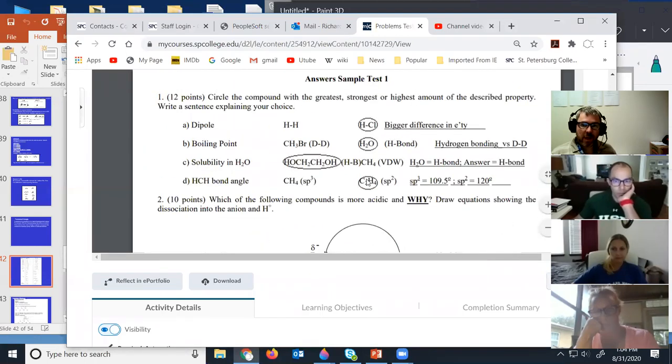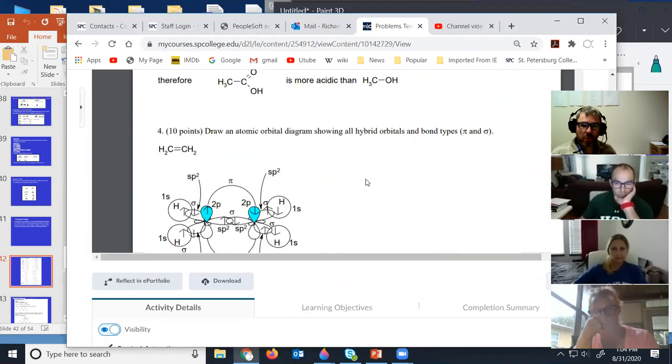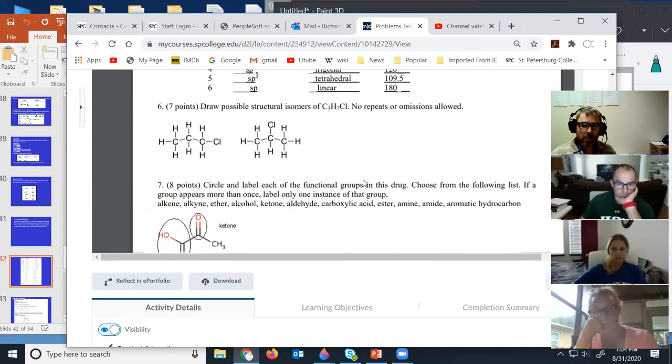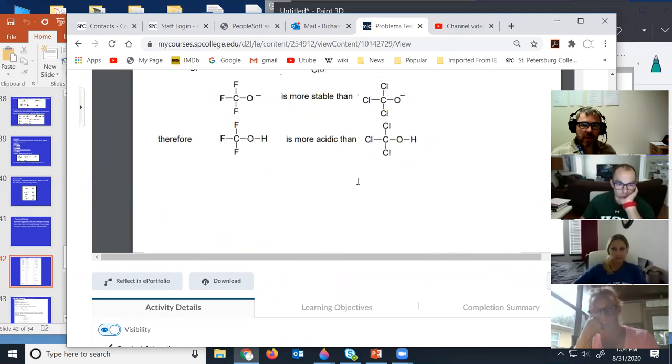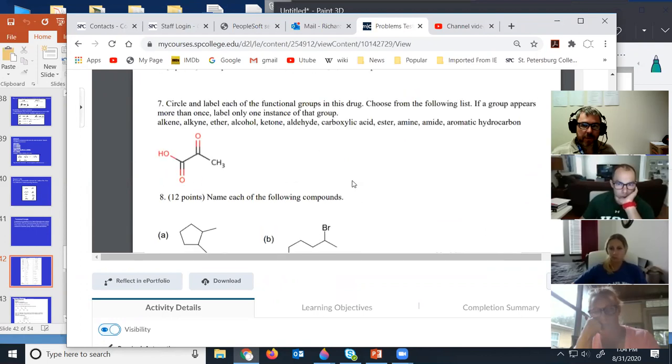If it's me, I kind of like to, oops, let me find a problem here. Here we go. I like to treat it as a checklist. I ask myself, is there an alkene? And I put a cross there for no, alkyne, no, ether, no, etc. Until I go through and I've check marked everything, and then that way I don't miss anything.